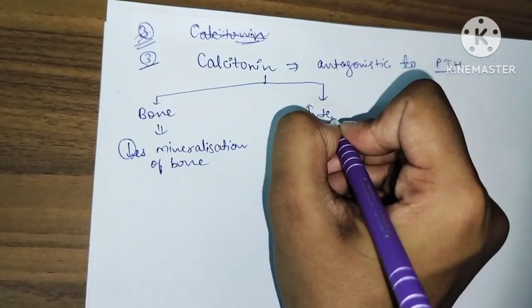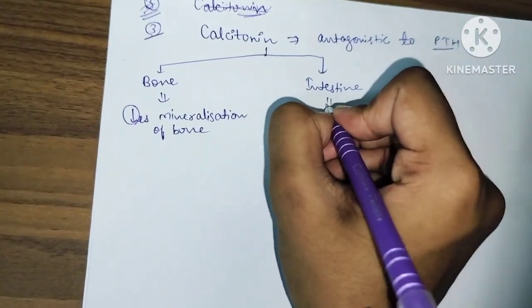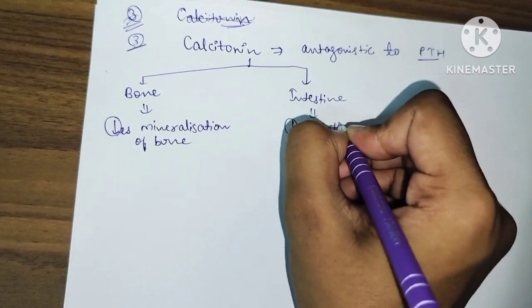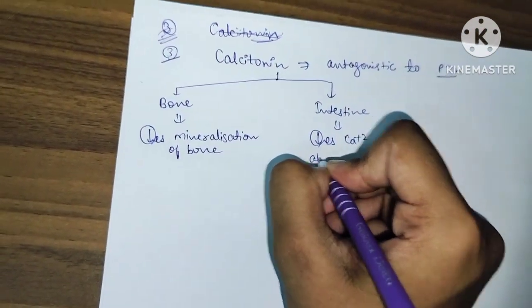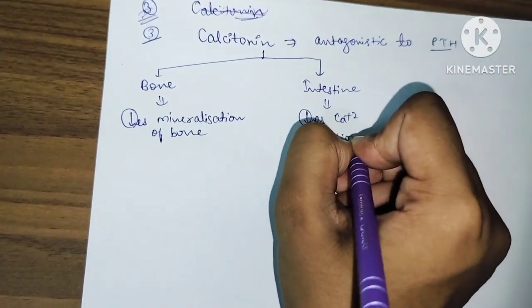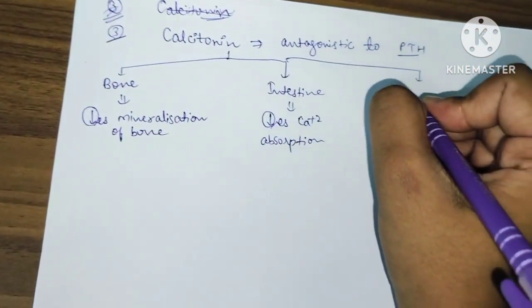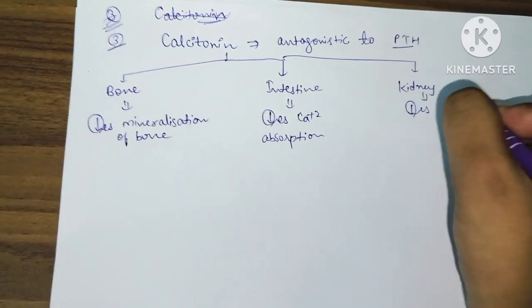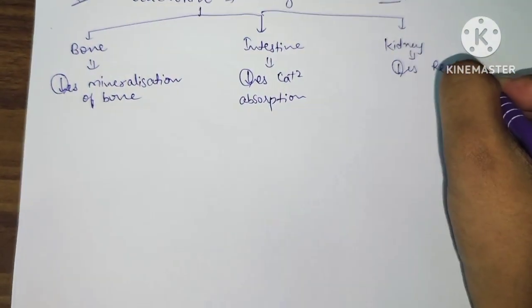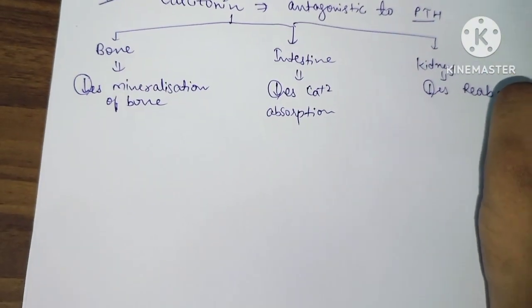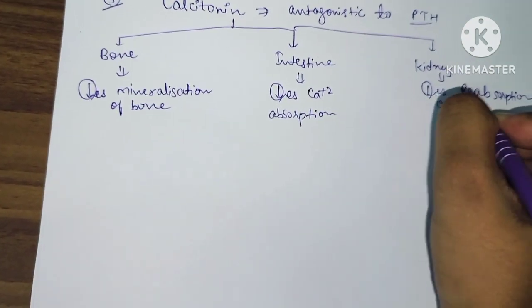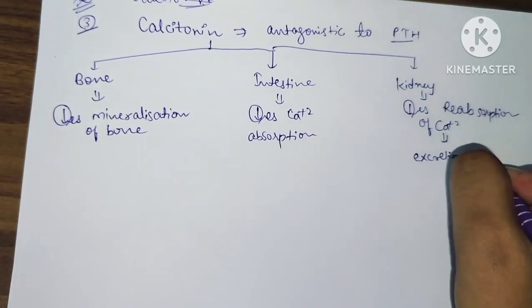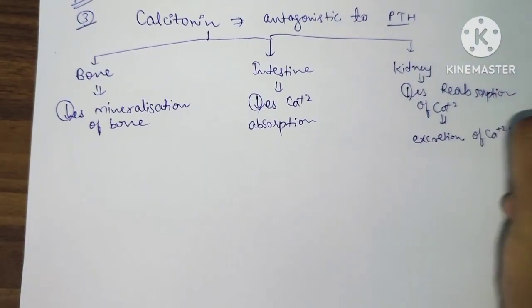Second, on intestine, it decreases the intestinal absorption of calcium and phosphorus. Third, action on the kidney. It decreases the reabsorption of calcium, so it increases the excretion of calcium in urine.